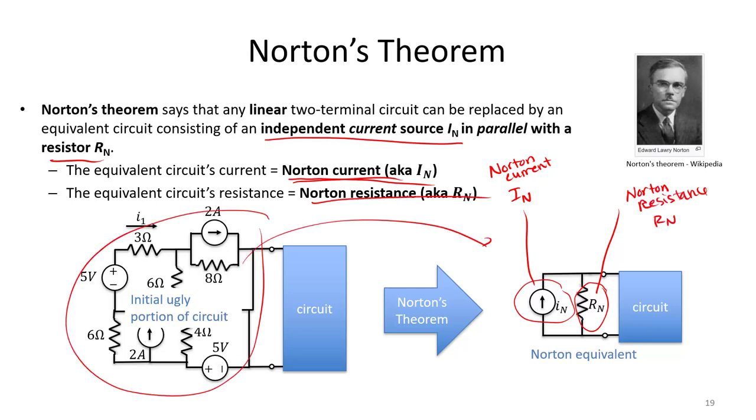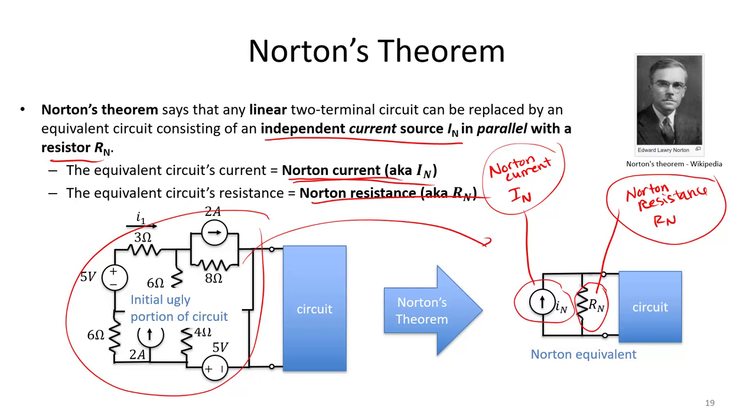So once again, the equivalent circuit that results from Norton's theorem is called the Norton equivalent, where the current is given by the Norton current IN. Norton resistance is the resistance of that circuit.